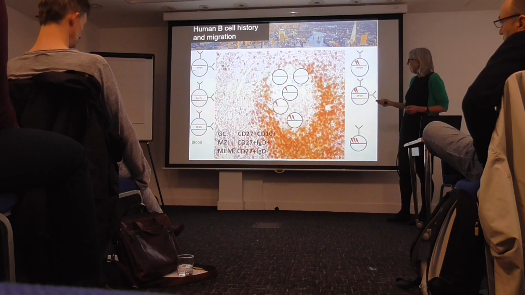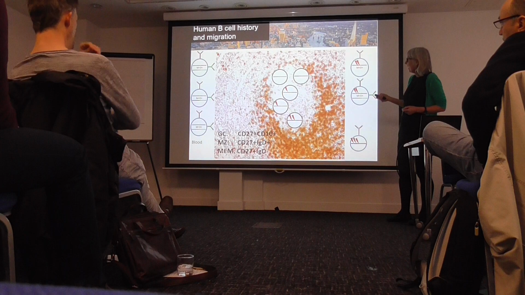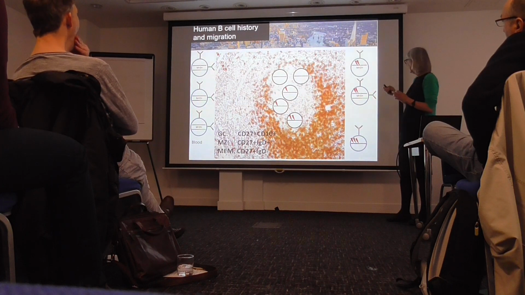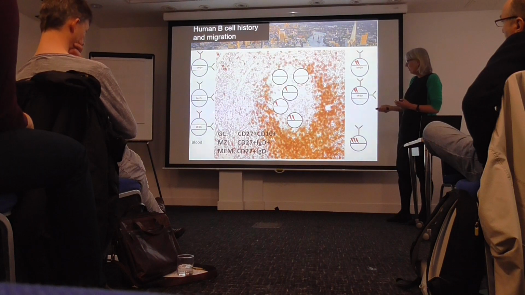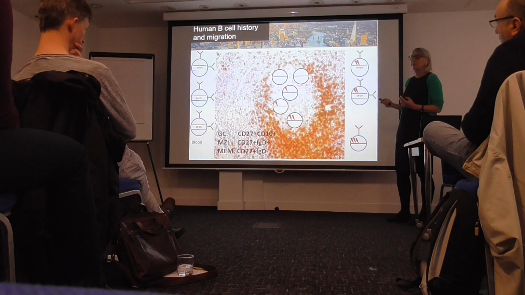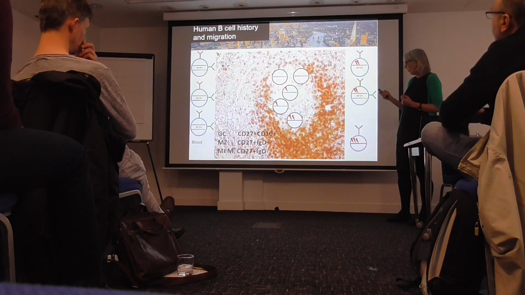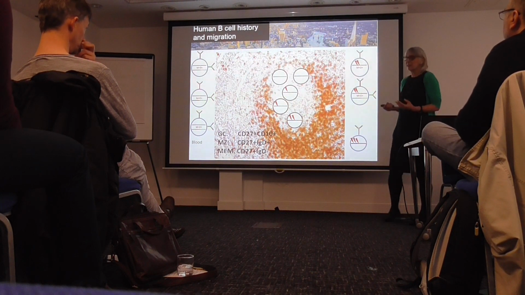So in our study, because these cells have different surface molecules to these cells, we can isolate them separately using a cell sorter according to these molecules, but we would know that they're part of the same clone because they've got the same antibody genes in them.